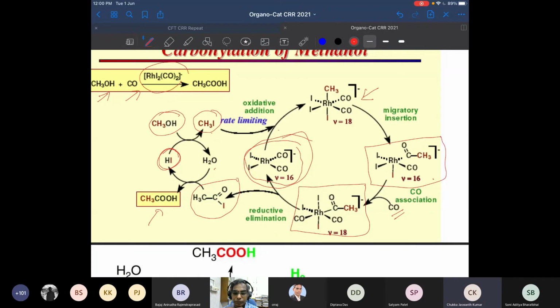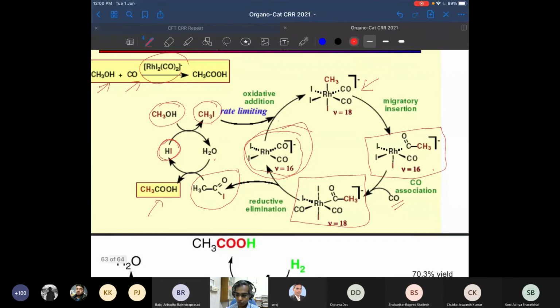Sir, once explain after association. After association, in this cycle, right? Yes, sir. So after migratory insertion, you are putting your acyl complex, and then carbon monoxide comes in here because that is mandatory, because it's a carbonylation of methanol. Now your association takes place, and you get a complex which has 18 electrons.